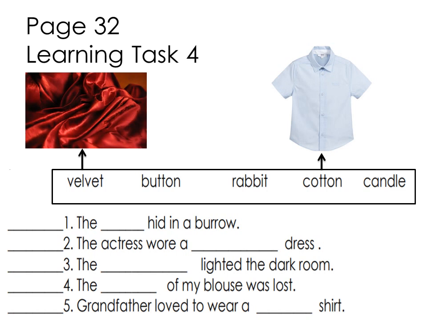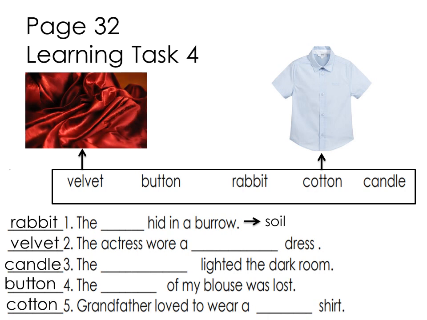If you're not yet done, click the pause button, and if you're done, click the play button so that you can check your answer. So number 1, we have rabbit. Number 2, we have velvet. Number 3, we have candle. Number 4, we have button. And number 5, cotton.